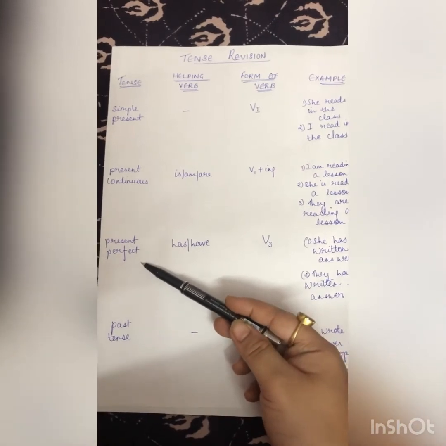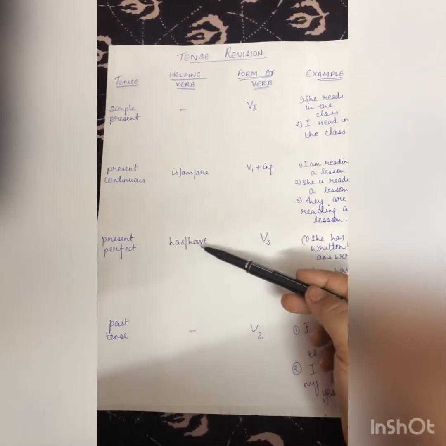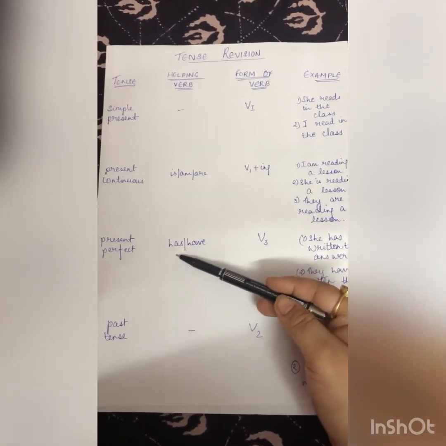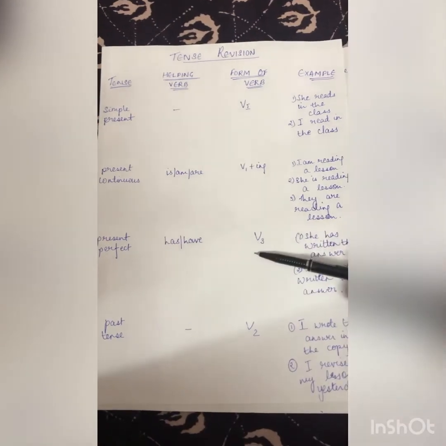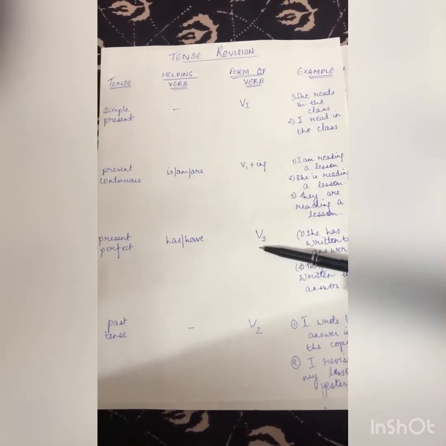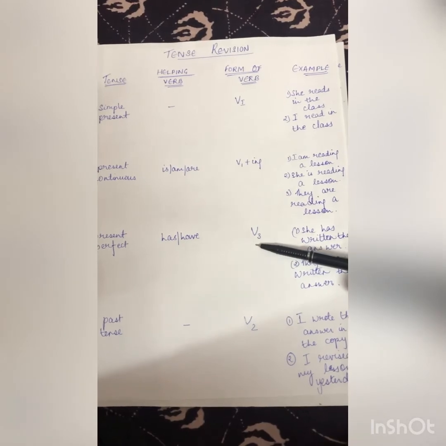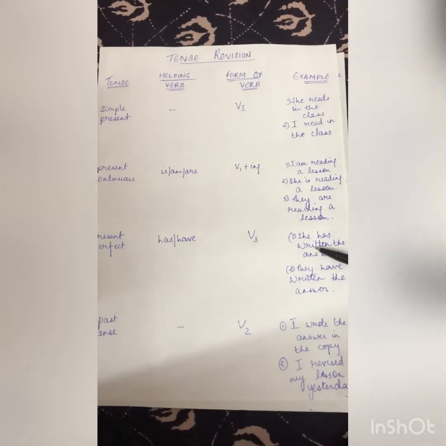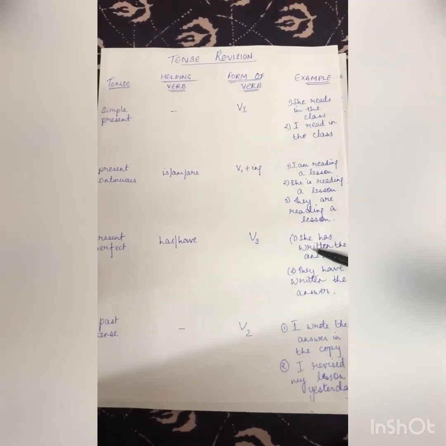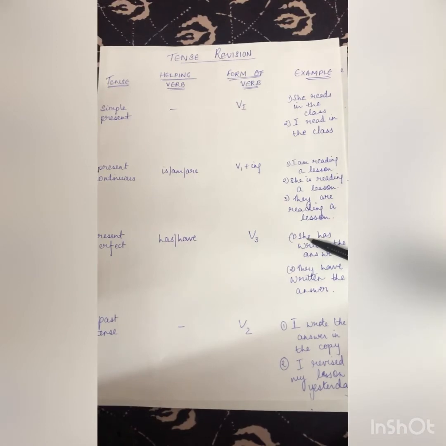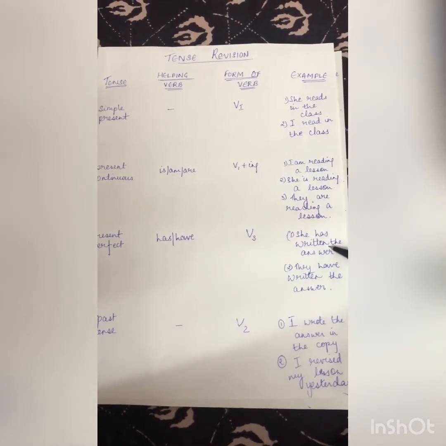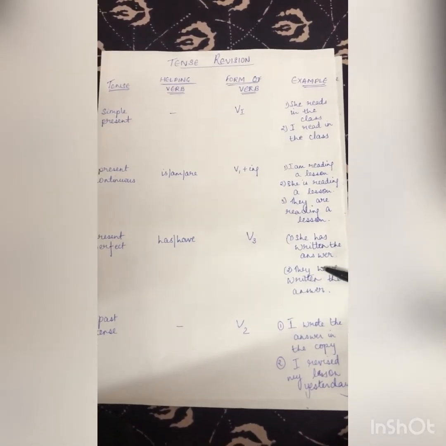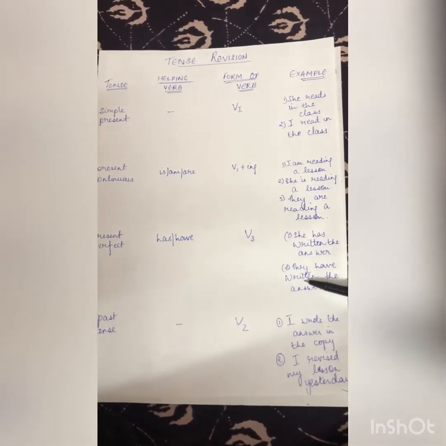And when we talk of present perfect, has or have according to the subject, the helping verb will always be either has or have, plus third form of verb, which is the past participle form of the verb. She has written the answer. Written, third form of the verb write, and has, why? Because the subject is singular. She has written the answer. Or they have, plural subject, plural verb, they have written the answer, third form of verb.